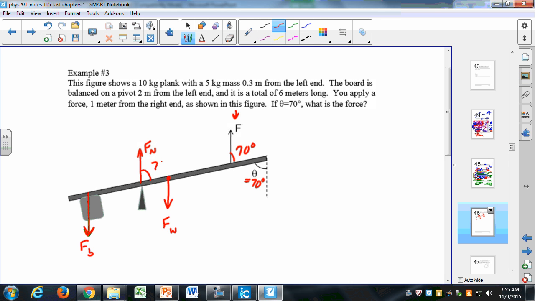This angle is 70 degrees. This angle is 70 degrees. And this angle is 70 degrees. So all those angles are equal.